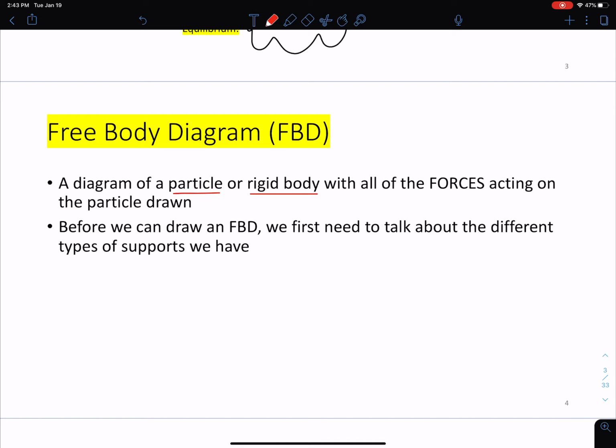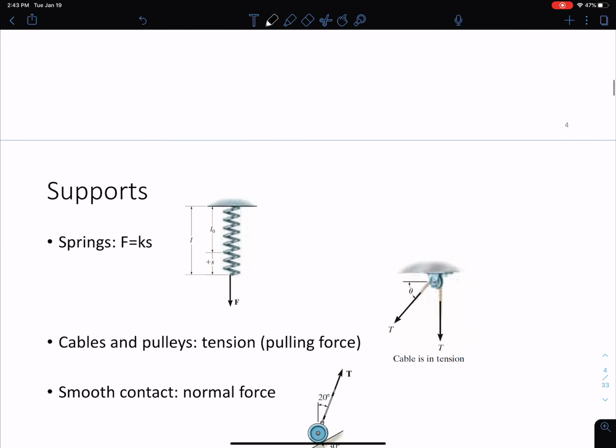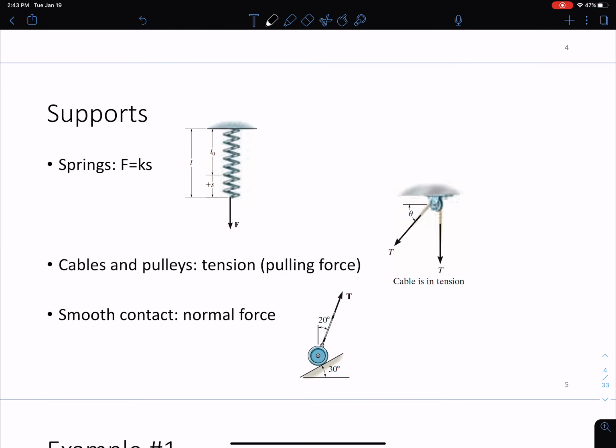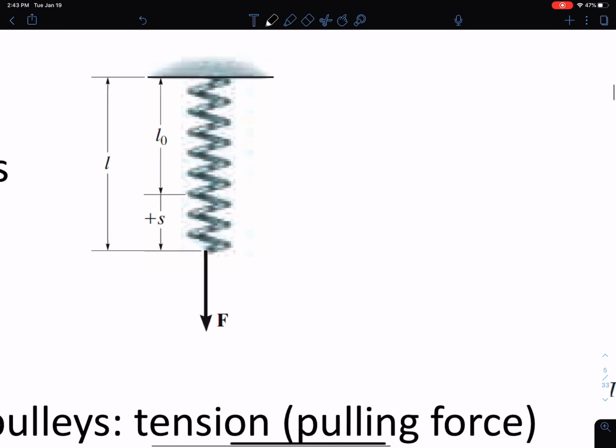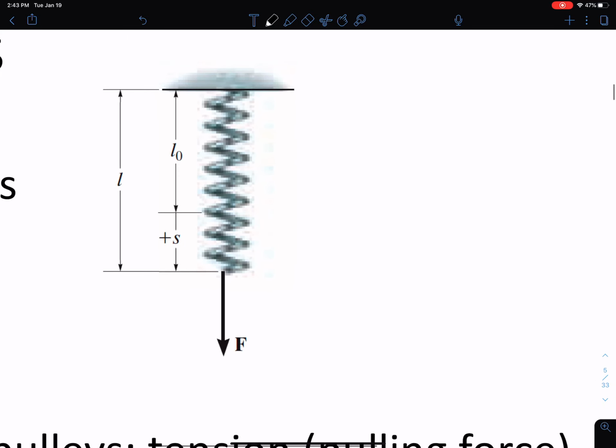Now, one small step that we need to take care of before we get into drawing FBDs is we need to understand what supports we have when we're dealing with different kinds of problems, okay? And I'll tell you what I mean by supports in this next slide. So we have different kinds of elements that support these forces. For example, here, let's say we have a ceiling. I'm going to redraw this because it's a little blurry. That's what this line here represents, okay? You can think of this as a ceiling.